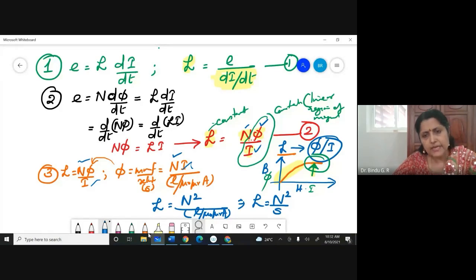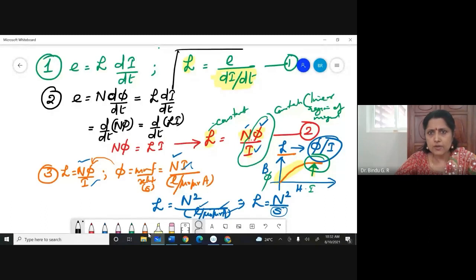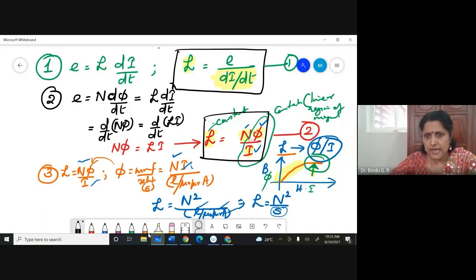So L is dependent on the length of the coil. It's dependent on the permeability, relative permeability. It's dependent on the area. Or as such, I can say it is dependent on the reluctance of the coil, which means these are the 3 equations that you have to remember. L is equal to E by di by dt. L is equal to N phi by I. L is equal to N squared by S.